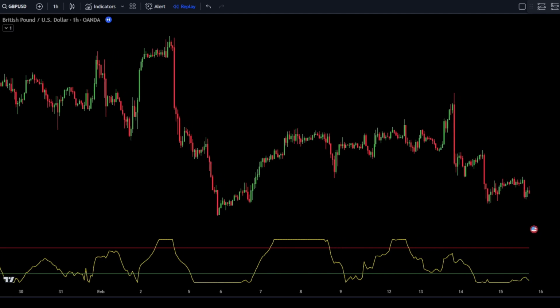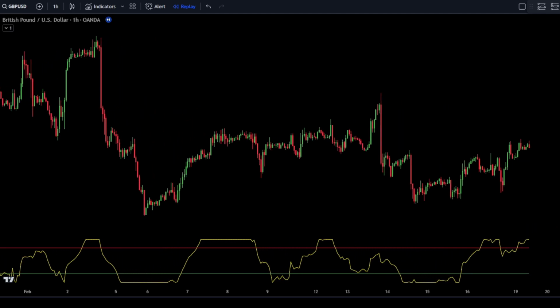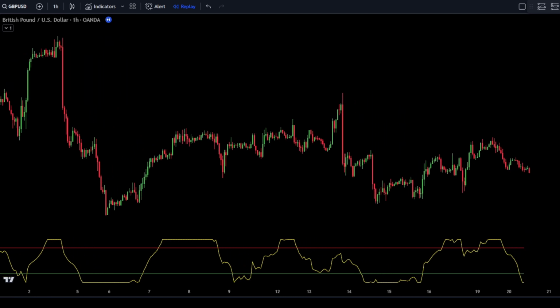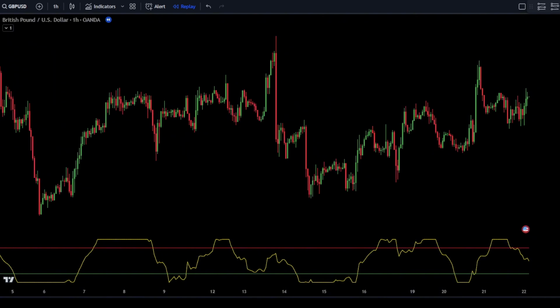Have you ever seen the price of an asset drop significantly after a rise? That's what we call a pullback, but did you know that a pullback can be a golden opportunity if you can accurately identify when it happens?